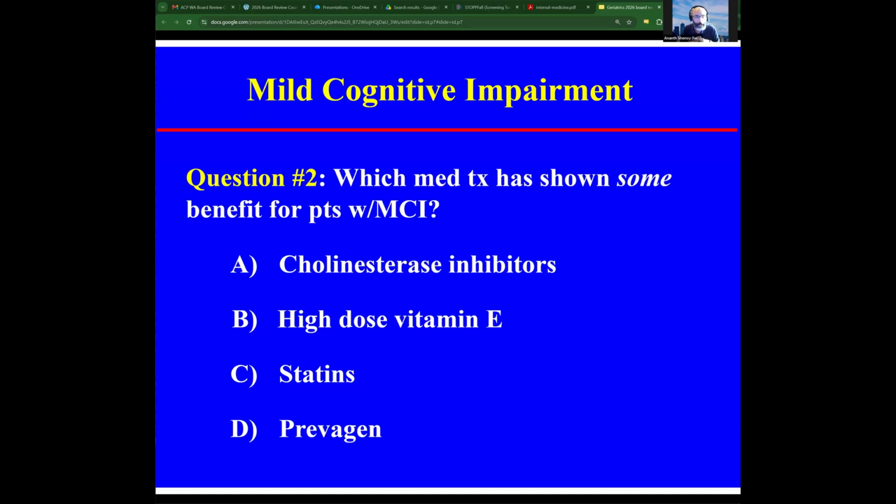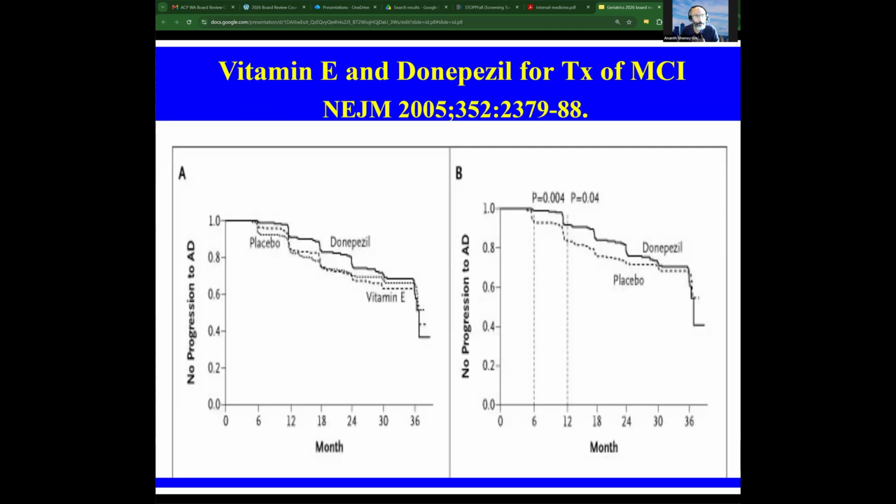All right, so it looks like we are favoring high dose vitamin E. Ooh, I am very, very glad that we asked this question. So it's a little bit of a trick question. I did emphasize some benefit. Vitamin E has been looked at, and it really doesn't change the rate of progression of mild cognitive impairment to dementia. Donepezil, at least in an older study, did look like it slowed the rate, although it didn't change the endpoint of patients reaching dementia.